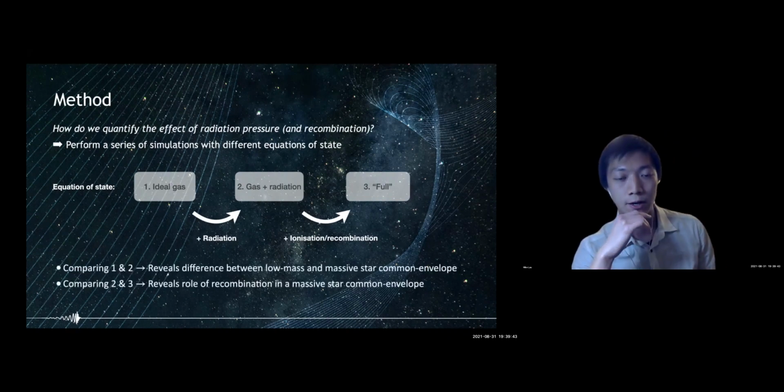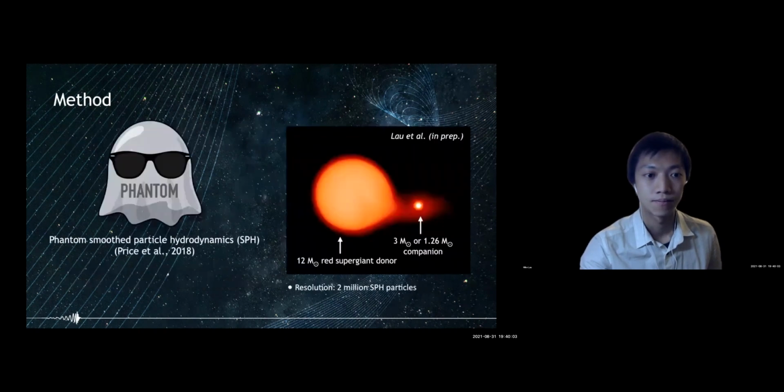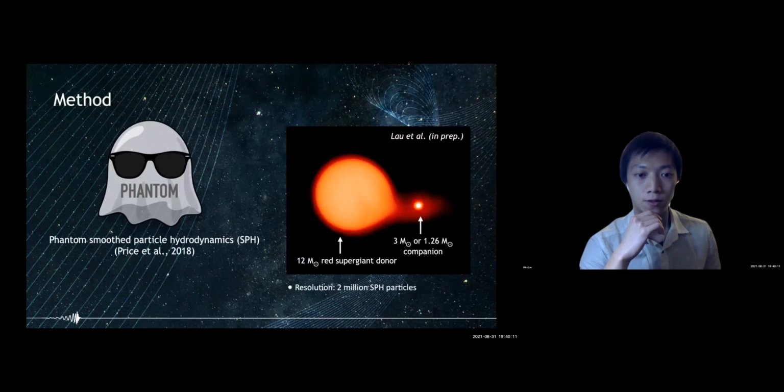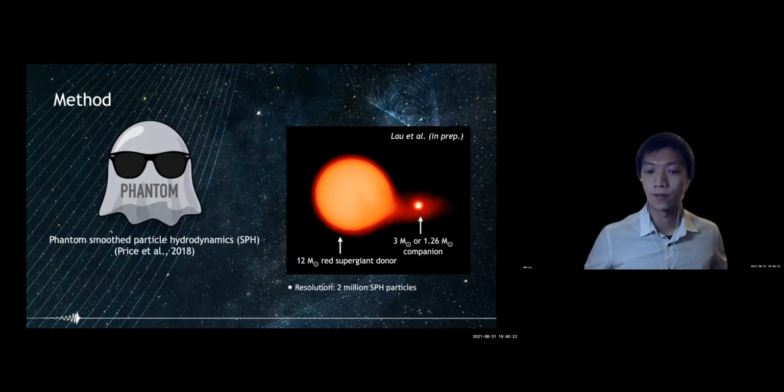So the idea is that comparing simulations made with the first and second equations of state would reveal the difference between a low mass and a massive star common envelope, namely the addition of radiation. And comparing the second and third equations of state would reveal the role of recombination in a massive star. For our simulations, we're using the Phantom code, which is a smoothed particle hydrodynamics code. It has also been used for previous common envelope simulations with low mass stars, and also for Miguel's simulation, as he has just discussed. The figure on the right shows the setup of our simulations.